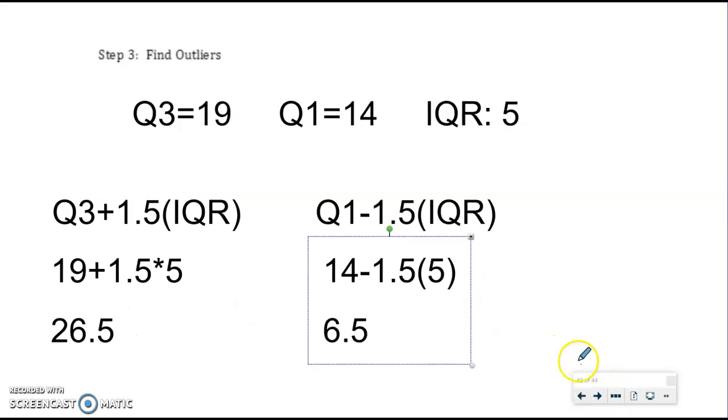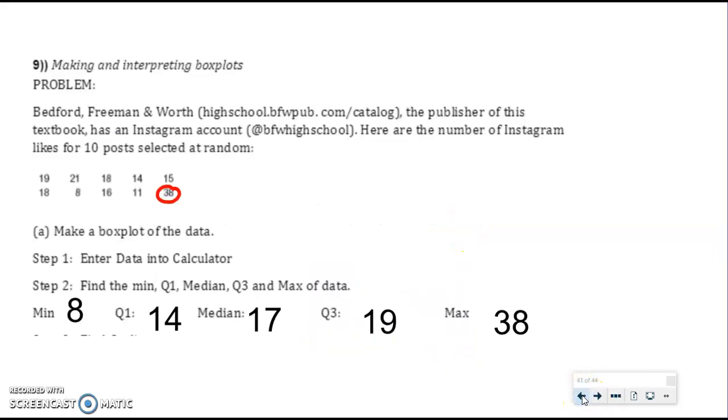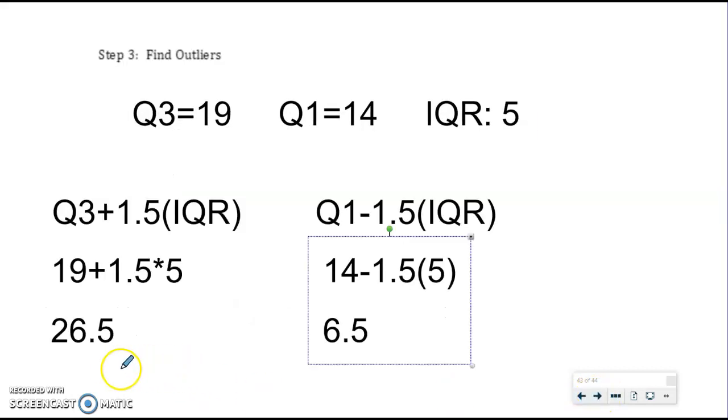Now I'm going to look at the low end. So I'm going to take Q1 minus 1.5 times the IQR. I get 6.5 in that case. Is there any value smaller than 6.5? No. So there is none on the low end. There's 38 on the high end, none on the low end. So I'm going to take those values and try to create a box plot.